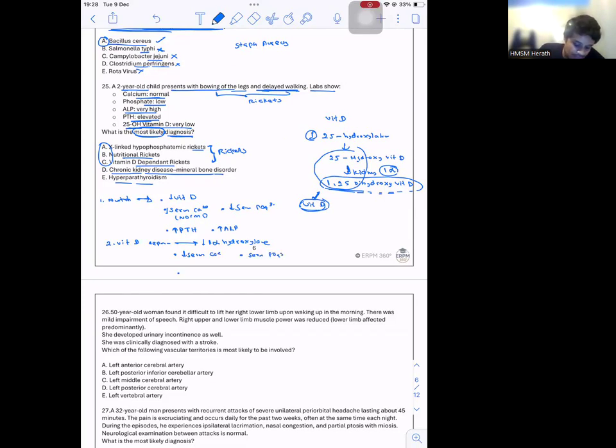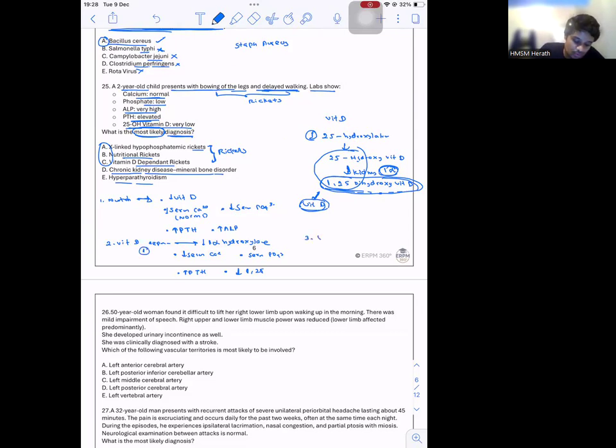High PTH, and what happens is the 1,25 dihydroxy vitamin D levels are decreased, right? Because this enzyme is not there, so these levels are decreased. That is in vitamin D dependent rickets type 1.